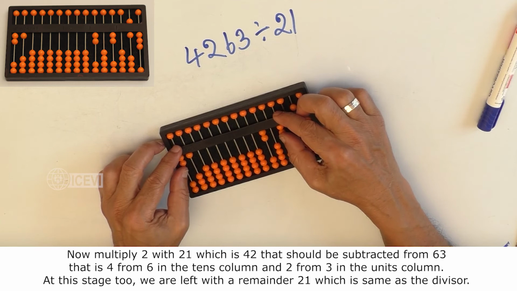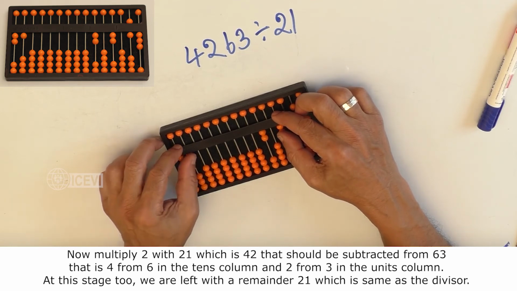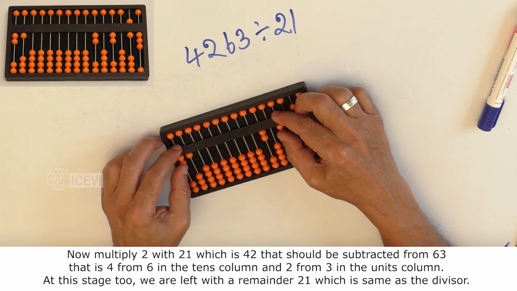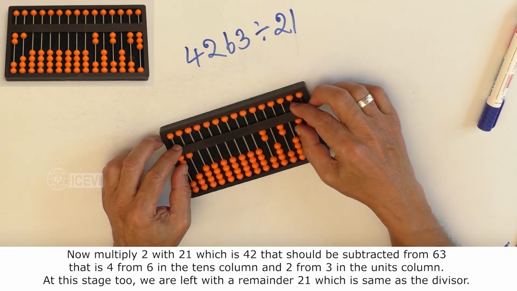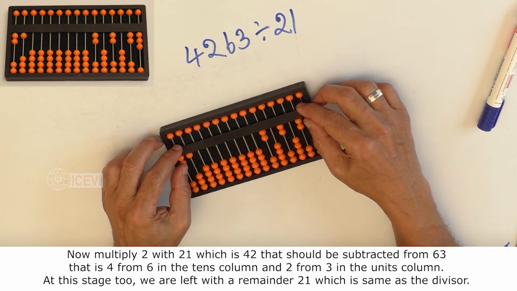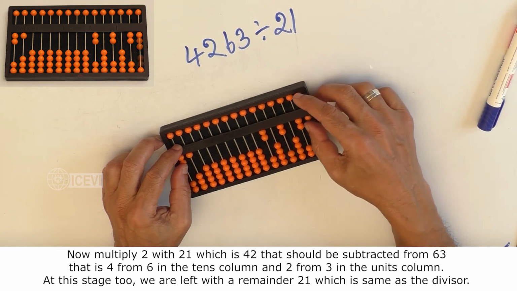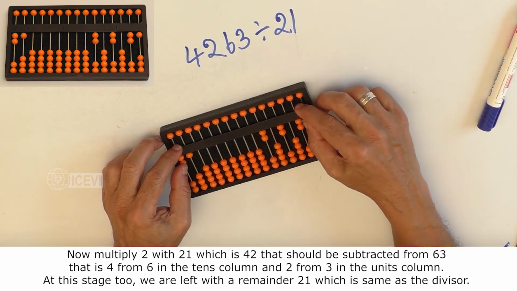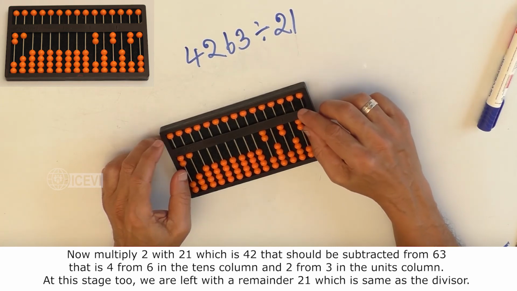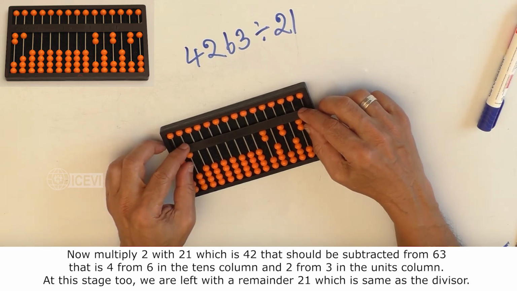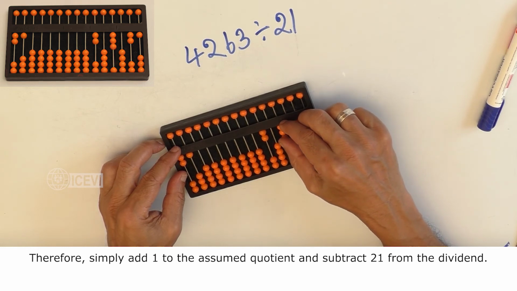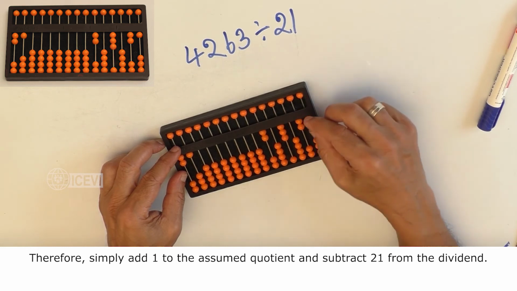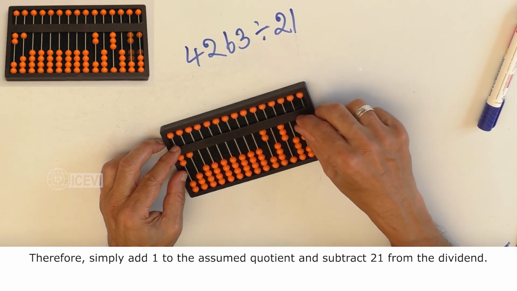Now multiply 2 with 21, which is 42. That should be subtracted from 63, that is 4 from 6 and 2 from 3 in the units column. At this stage too, we are left with the remainder 21, which is same as the divisor. Therefore, simply add 1 to the assumed quotient and subtract 21 from the dividend.